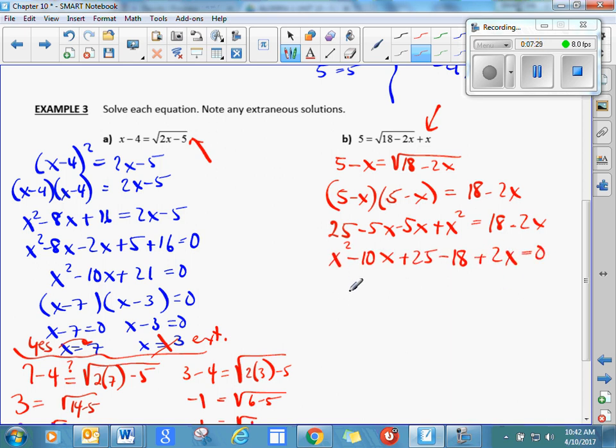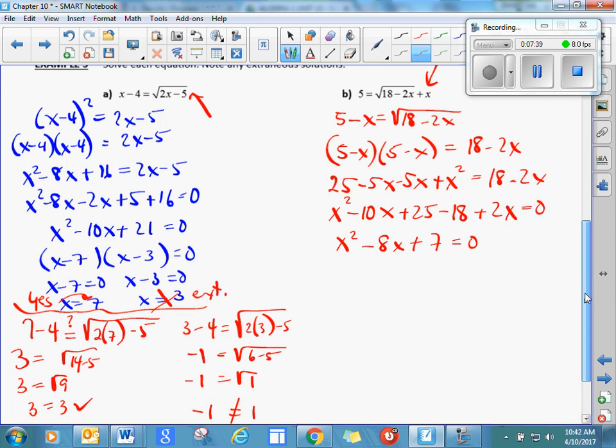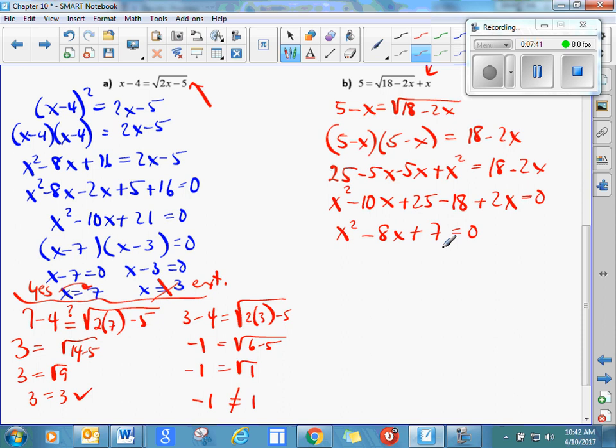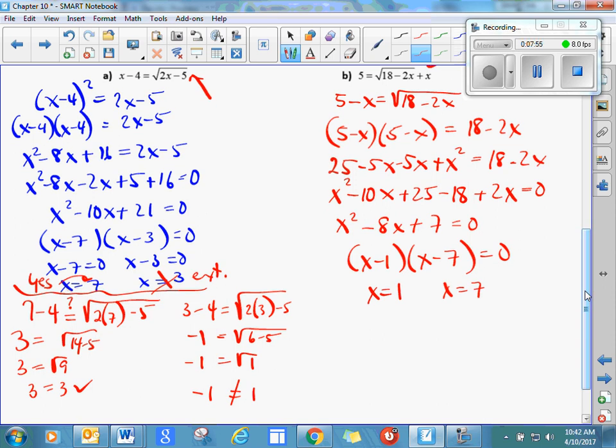I'm going to keep simplifying, keep combining my like terms here, and I get x squared minus 8x plus 7 equals 0. And now I'm looking for factors that multiply to positive 7 and add to negative 8. So that becomes x minus 1 and x minus 7. So when we solve, we get x equals 1 and x equals 7. And of course, we have to check.